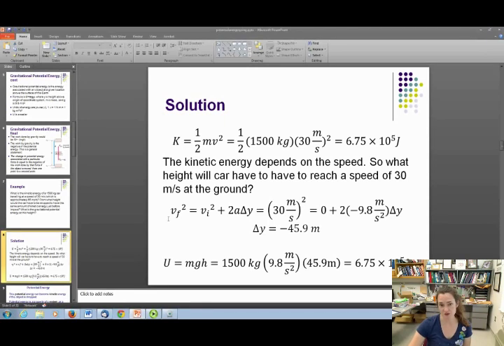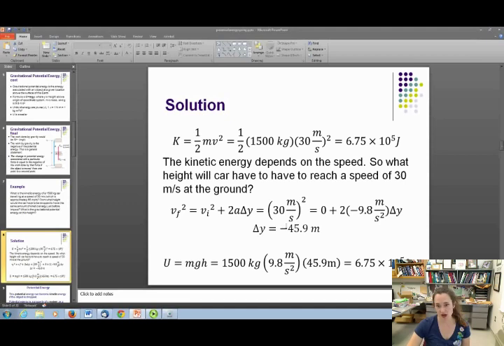Vf squared, the final speed squared, is equal to the initial speed squared plus 2 times the acceleration times the change in the distance traveled, delta y in this case. Okay? I'm going to use that formula. So the final speed that the car has is 30 meters per second, just below impact, and that's squared. We're going to assume that the car is just dropped, so the initial velocity is 0, plus 2 times the acceleration due to gravity, negative 9.8 meters per second squared, times delta y. Then I solve for delta y.